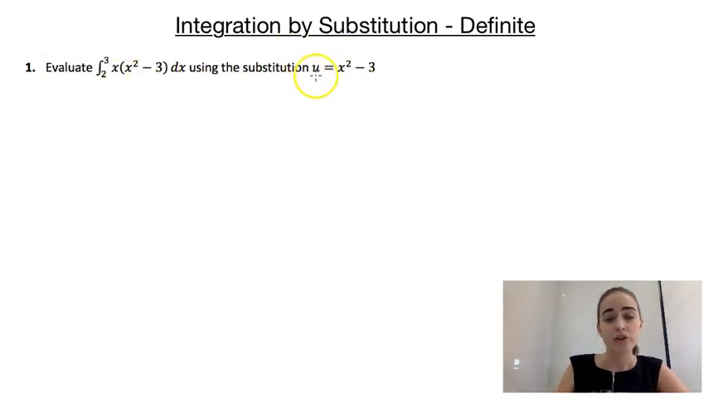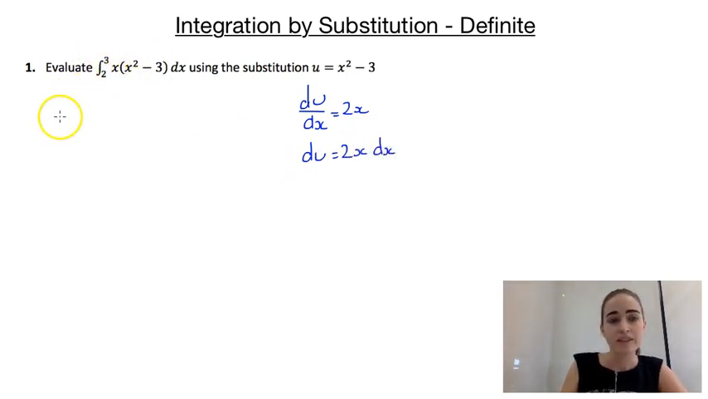For our first one, we've got u equals x squared minus 3. So we're going to start the same way we did with indefinite integrals. We're going to differentiate first. So we're going to differentiate u with respect to x, and that would give us 2x, which means that du is equal to 2x dx.